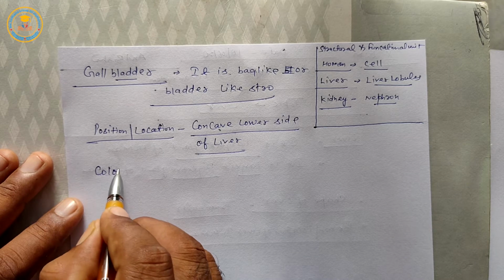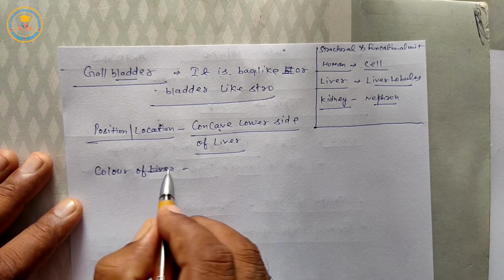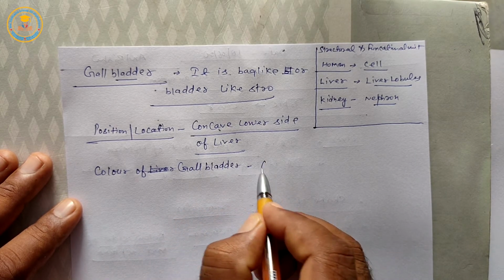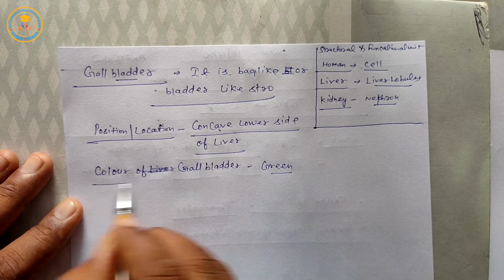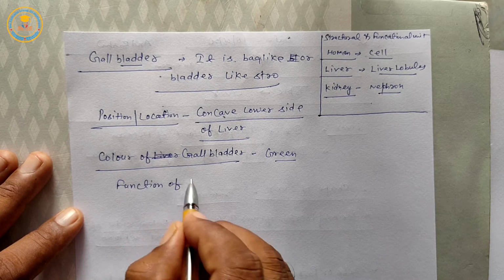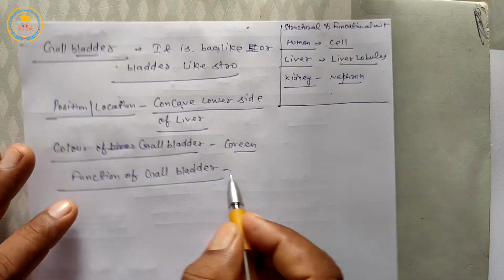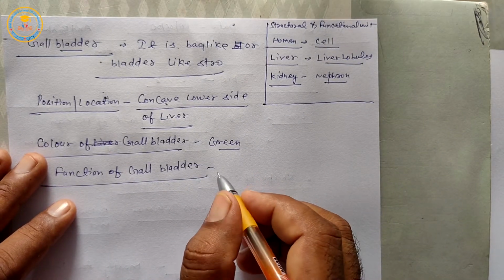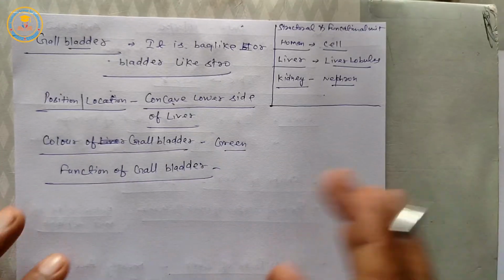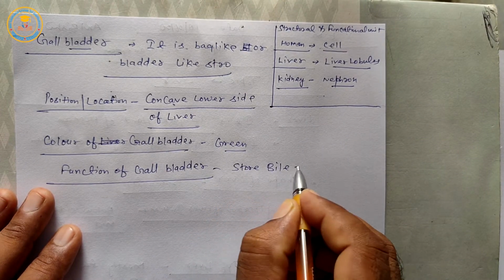Next is color of gallbladder, which is green. Next is function of gallbladder: store bile juice.